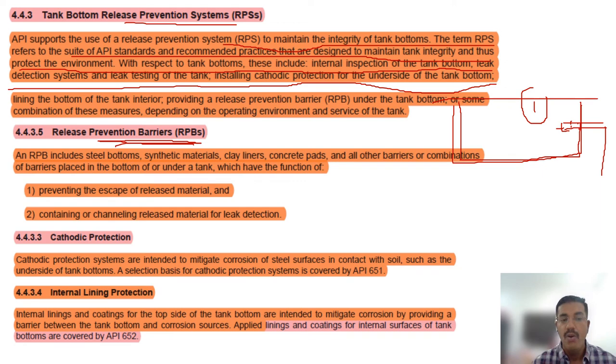For barriers, what are the barriers we use? Cathodic protection, internal lining. We'll read internal lining in API 650, okay, cathodic protection we'll read in API 651, we'll continue this one in the API 650 chapter only. So these are some of the release prevention barriers, okay.